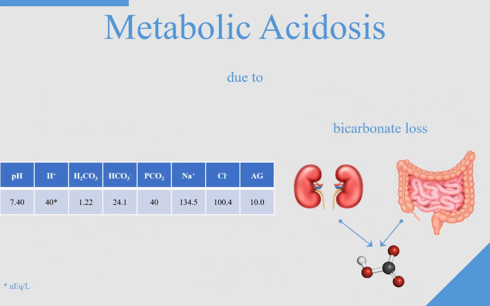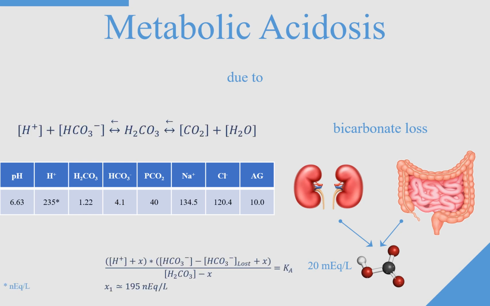Let's move to the second scenario, in which an identical reduction of bicarbonate concentration will now be due to loss, from the kidneys or the bowel. Here, the loss of bicarbonate yields a reduction of bicarbonate concentration to 4.1 milliequivalents per liter. Again, in order to warrant the carbonic acid dissociation constant, the concentration of both hydrogen ions and bicarbonate will rise by around 195 nanoequivalents per liter, while the concentration of carbonic acid will lower by that same amount.